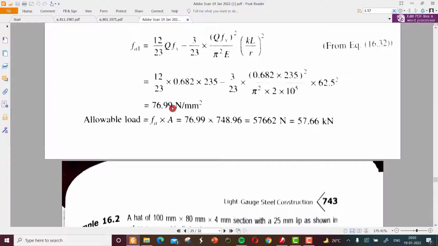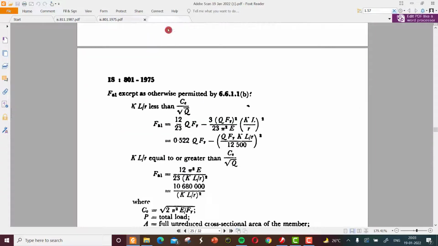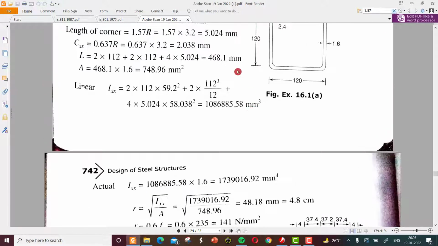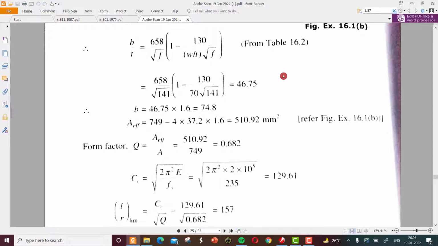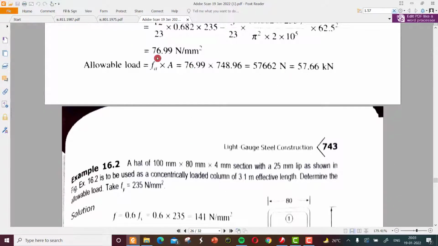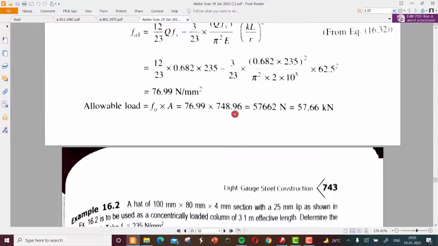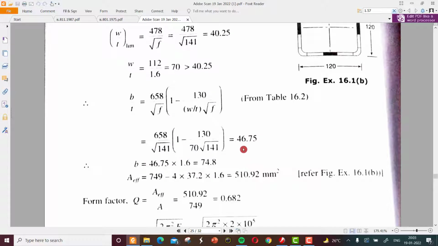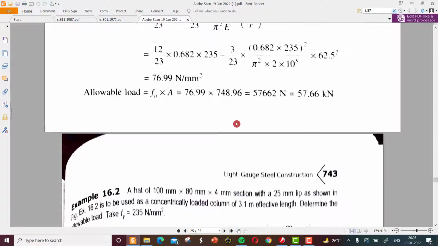76.99. Then directly, this is the reduced stress because even the material is having the capacity as yield stress as 235. As it is conformed steel, it is able to take only 76.99. So 76.99 into the effective area. There is reduced area, sorry, it is actually total area. As we are reducing the stress into total area will give you the capacity of the column. So that's about the column design.